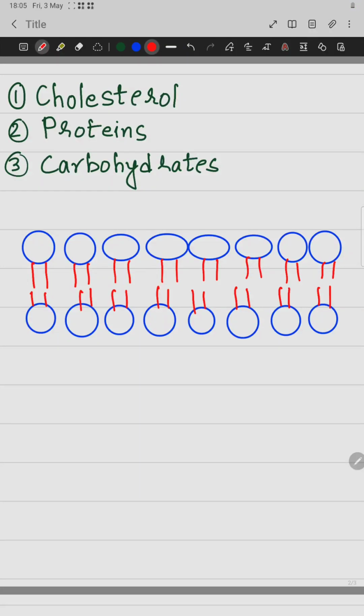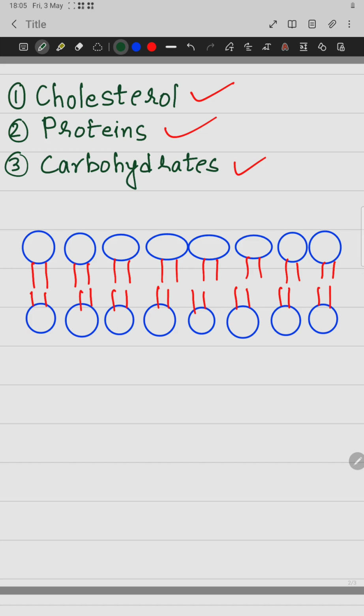In the last video, we studied about the phospholipid bilayer of the cell membrane. In this video, we are going to talk about the other molecules that are found in the phospholipid bilayer. So, these are the molecules: cholesterol, proteins, and carbohydrates. We will look into each of them one by one. So, let us start with the cholesterol.